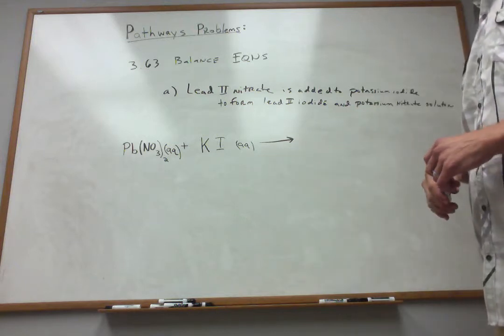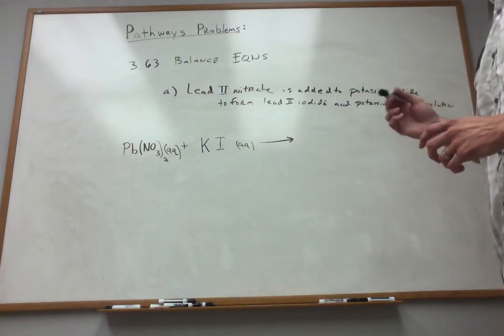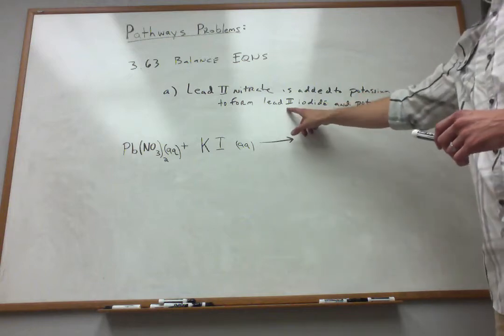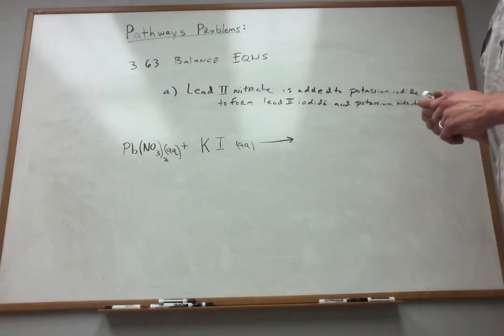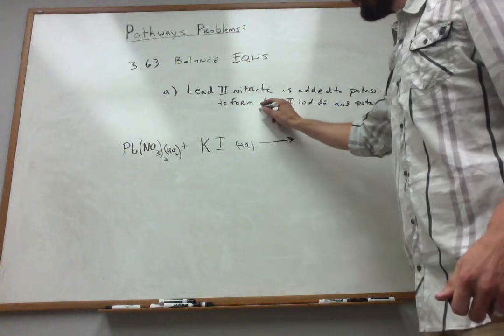Now, I always write my arrow to denote chemical change. Okay. And in this case, I'm going to form lead 2 iodide. And in the problem, it says that this stuff is a solid.